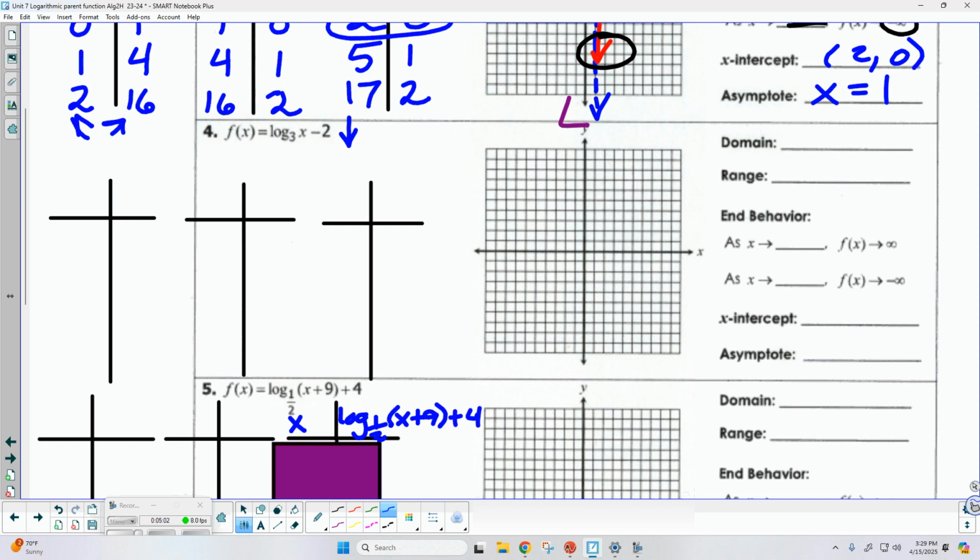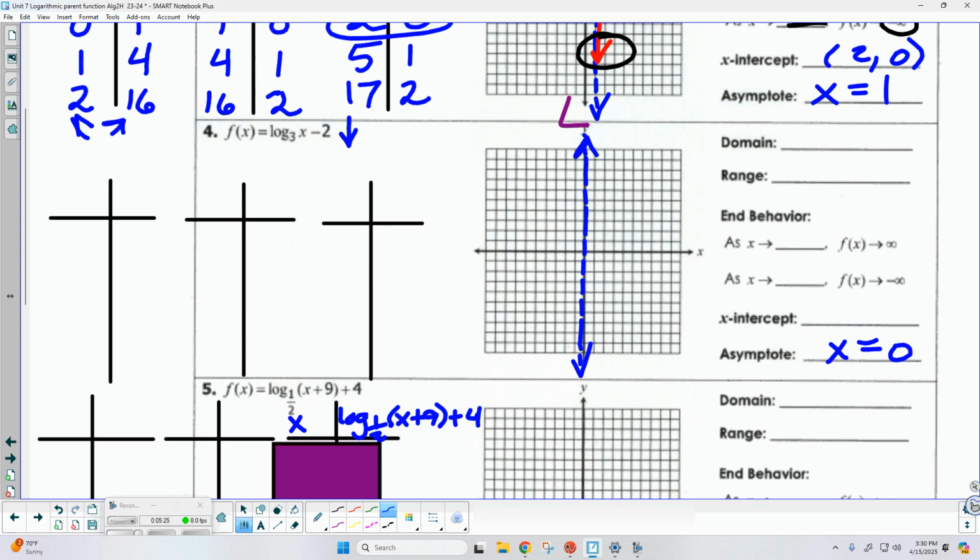Now, remember, the only transformation that can affect the asymptote is a horizontal shift, because this one's vertical, nothing's going to happen to it. So that means the asymptote, this time, is going to be right here on the y-axis, where it always starts. So I already know my asymptote is x equals 0.